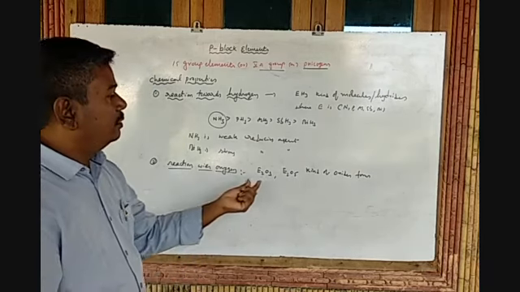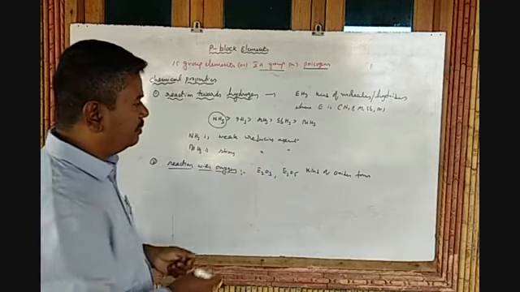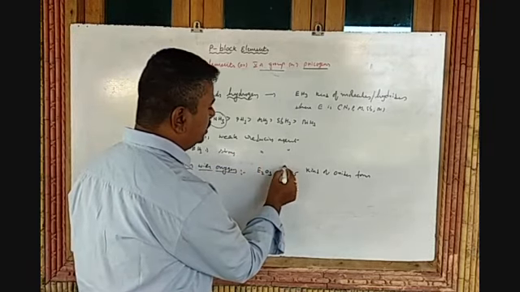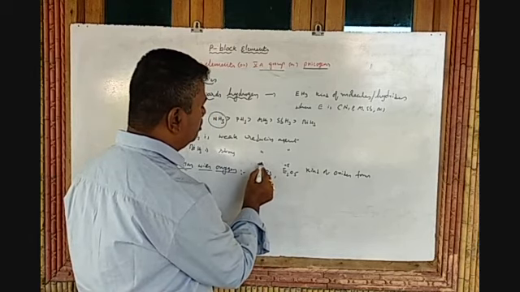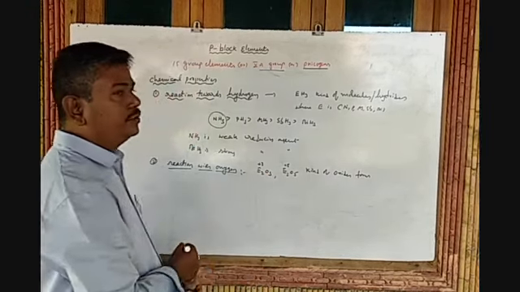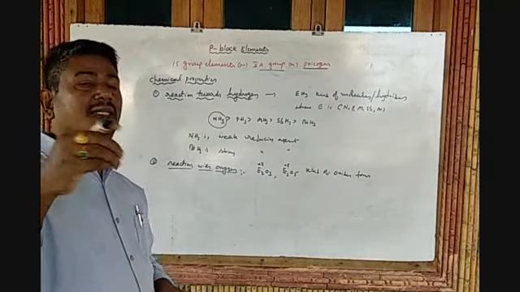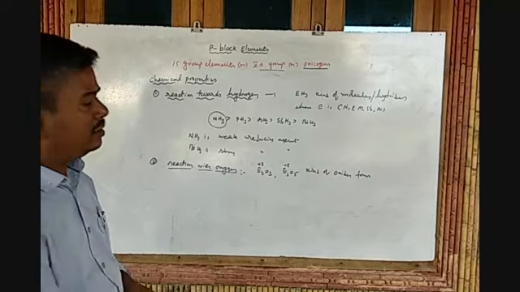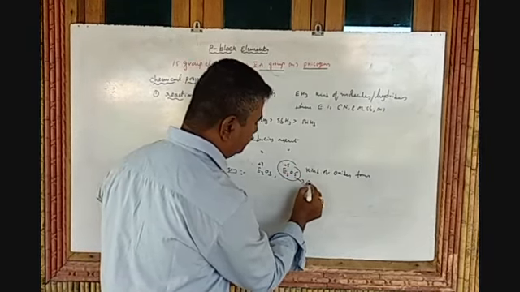So which is the oxide with the higher oxidation state? Observe here, this is the plus 5 oxidation state, and this is the plus 3 oxidation state oxide. So in these oxides, the oxides with the higher oxidation state are more acidic.